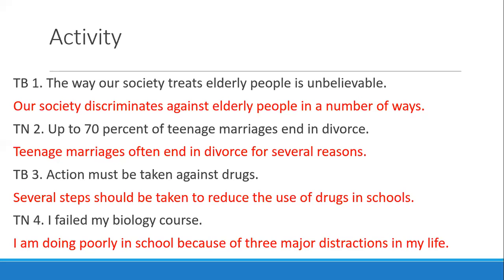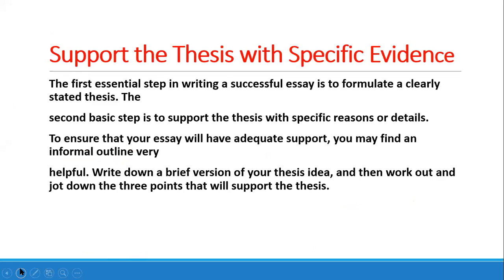I failed my biology course. Fine. All right. Now, what do you think? I failed my biology course. What could be done? What will you write next? But if you are writing, I'm doing poorly in school because of three major distractions in my life, that I'm not able to perform better because of three major distractions in my life, and then you can mention those three distractions. Is that clear?